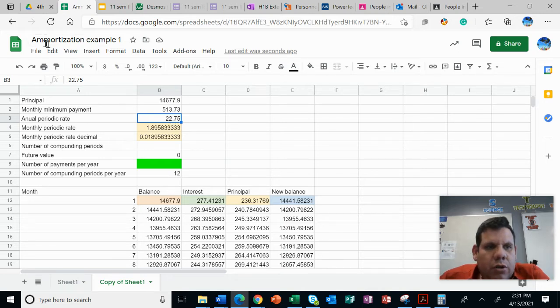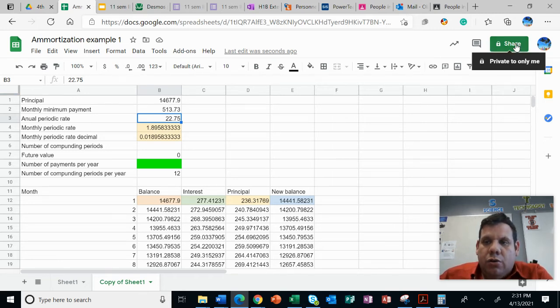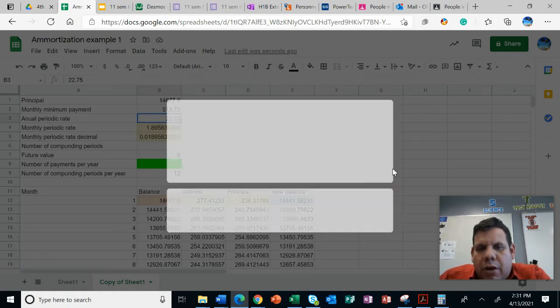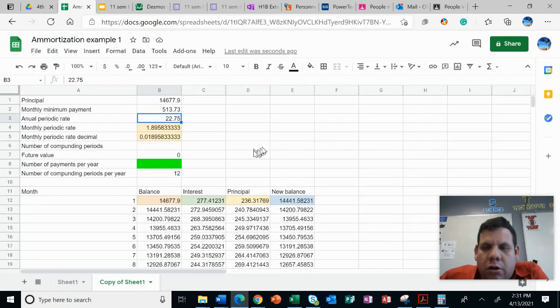Okay, as you can see, I am working with Google Sheets, and I just want you to make exactly the same. You can work using Google Sheets, and then you can share that with me in order to grade your work. Okay, so you can just share with people in groups, and you can just add my email, which is jolivoperas@dallasasd.org.